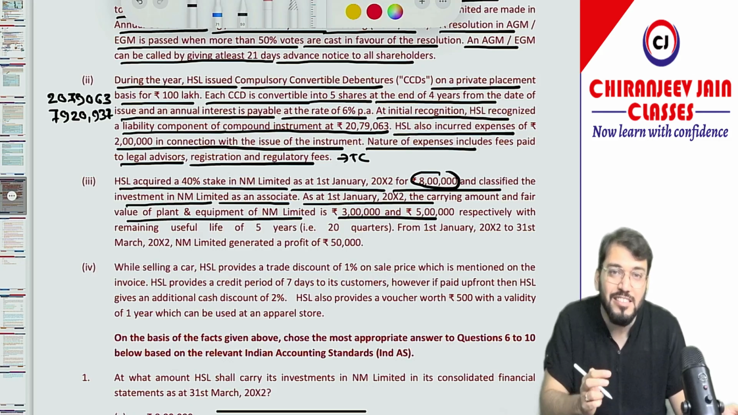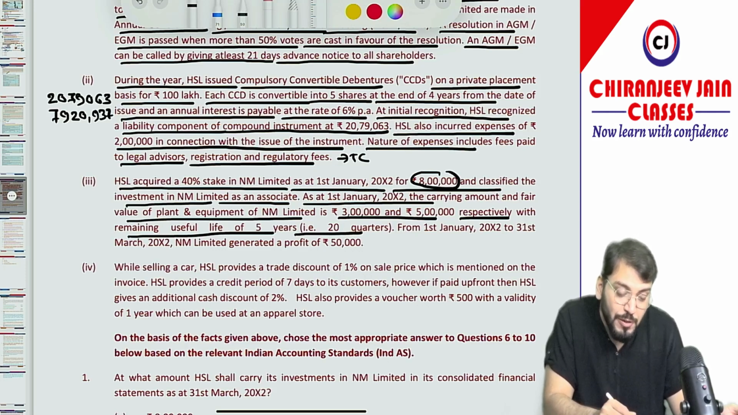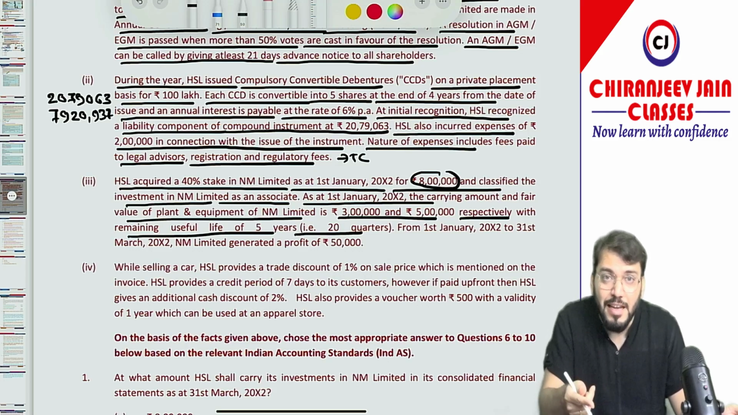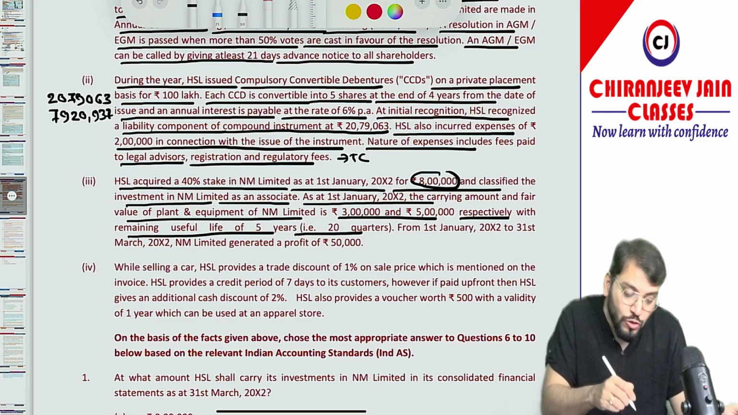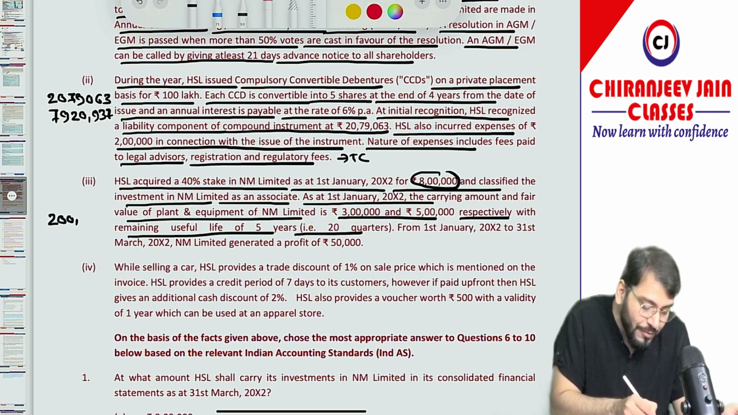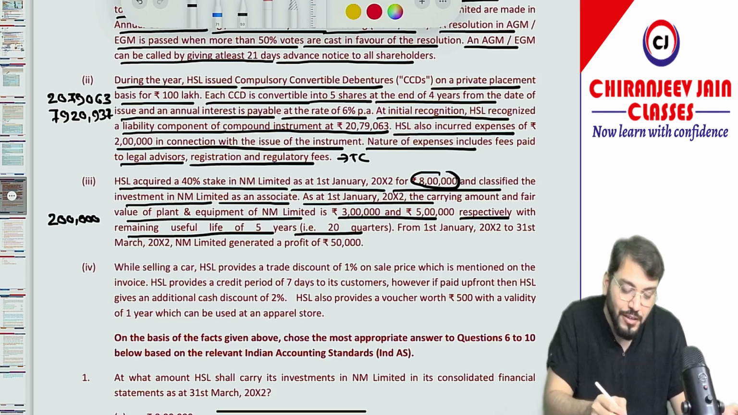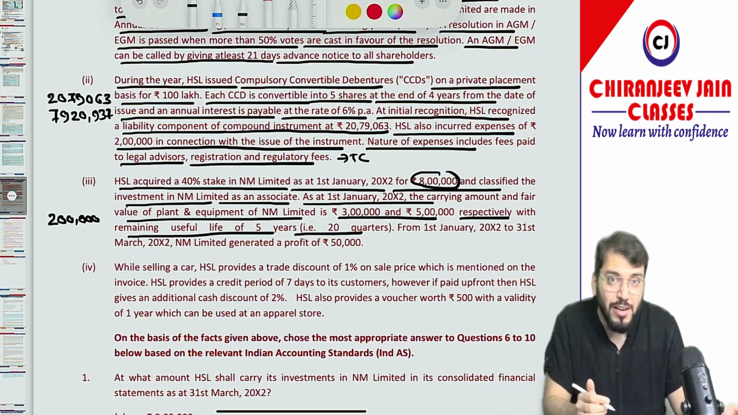So of course the increase in the value of net asset is 2 lakh, with a remaining useful life of 5 years, that is 20 quarters. So you can see they have purchased the investment on 1st Jan 2002. For Ind AS 28, the accounting is equity method accounting, so we need to think about additional depreciation due to fair value adjustment. So 2 lakh will be the increase in the value of asset, and we need to find the additional depreciation on that for 20 quarters. The first quarter is from 1st Jan to 31st March, so one quarter's depreciation we should consider for the first reporting period.